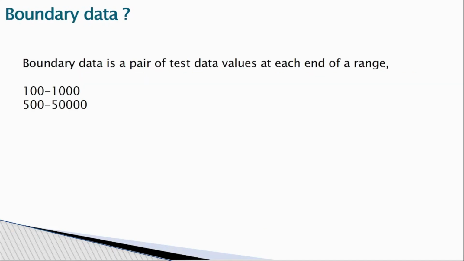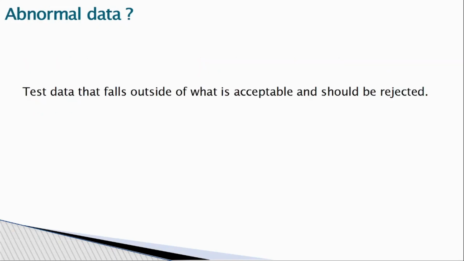Boundary data: where we need minimum and maximum amounts, we need the boundary data. This is called boundary data, for example 100 to 1000, 500 to 50,000. Abnormal data: this is data that falls outside acceptable conditions. For example, during migration, customer age has a manual error or machine error and it shows 200. This is not normal, it is abnormal data. So these will be rejected.